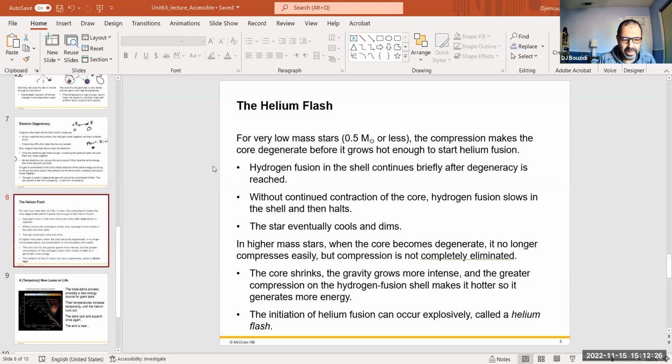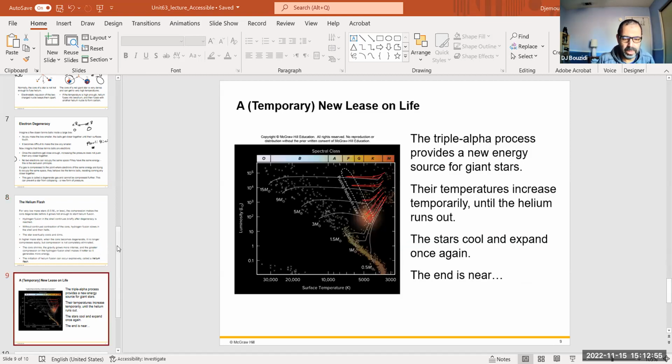So again, at some point, the temperature is high enough where the helium starts to fuse, and it's going to take a little bit, because now the degeneracy is high enough and the compression is high enough, the temperature increases enough for the helium to fuse, in which case it's going to relax a little bit, okay? Because as it expands, it's going to cool down again. And that is what we call a new lease on life in this case, because it's going to go back into this stage, and then it's going to grow back into its final stage.